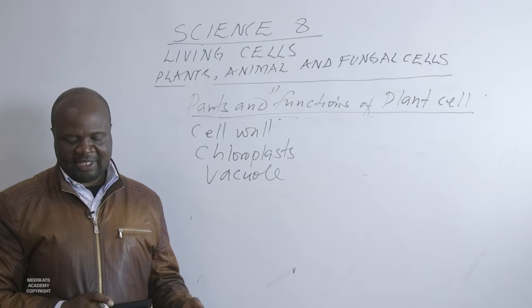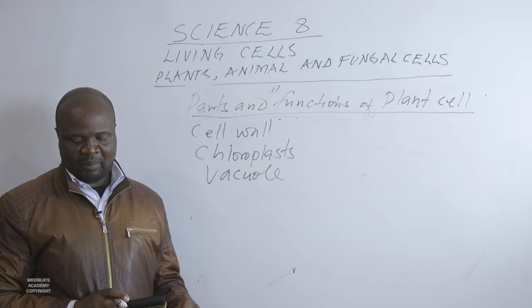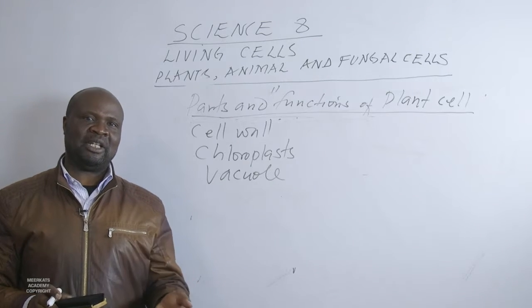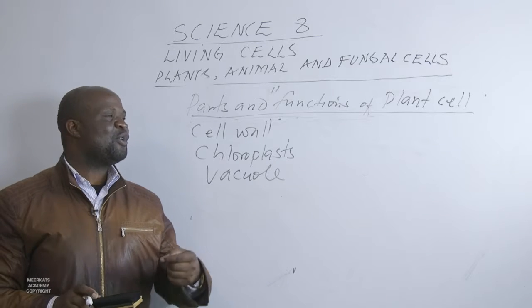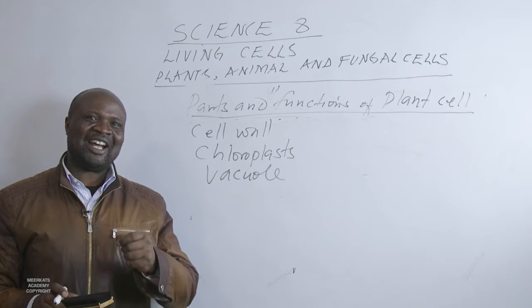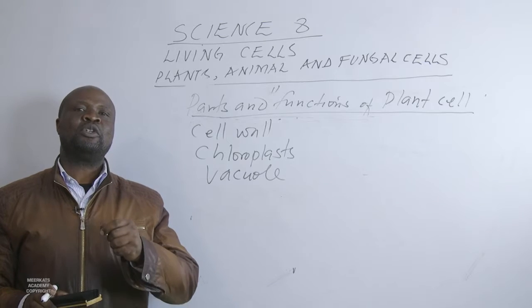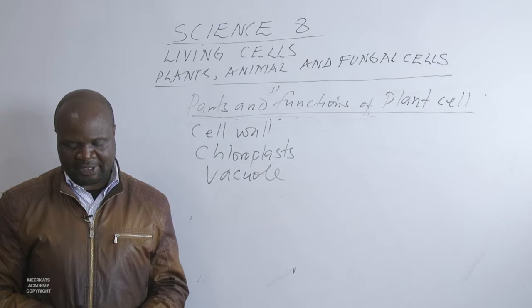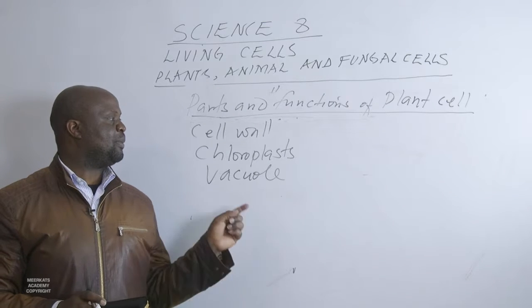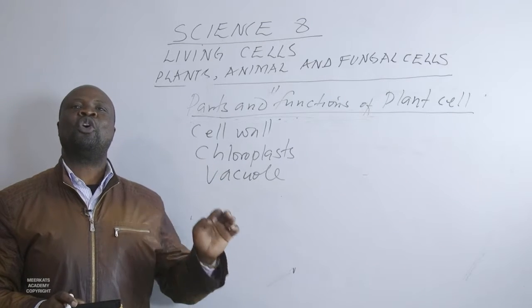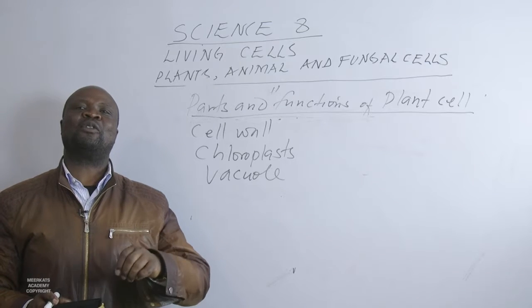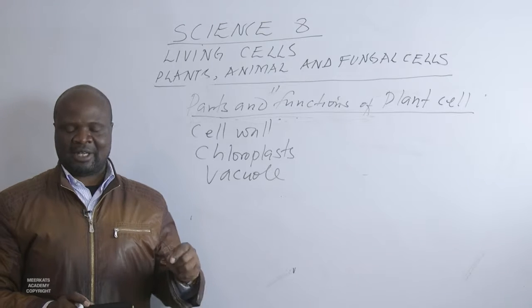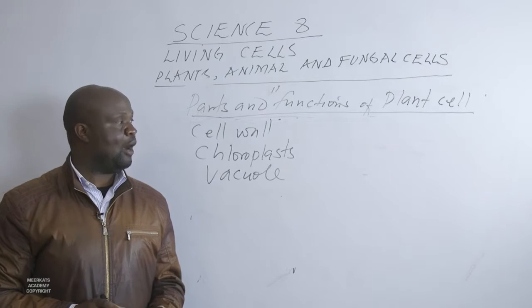Photosynthesis is the making of food from light energy. What happens with the plant cell? Plant cells that have chlorophyll, that is the green color, are able to make their own food through the process called photosynthesis. They are able to do that because of the presence of chloroplasts, and the chloroplasts have chlorophyll. So they manufacture their own food.